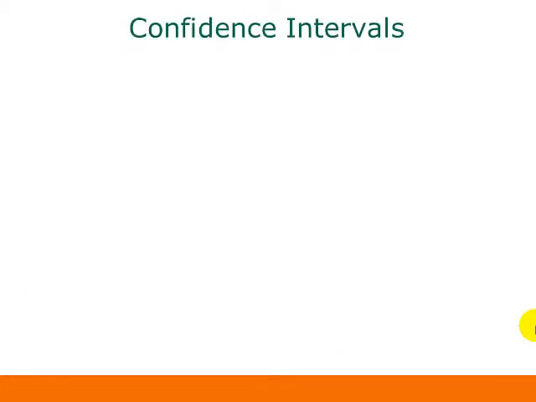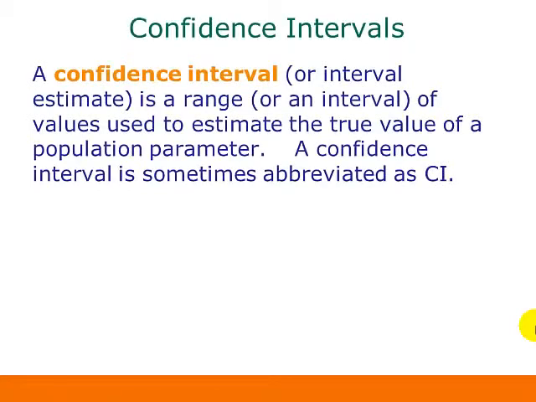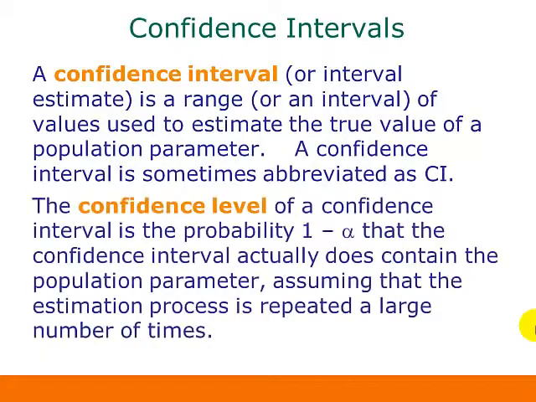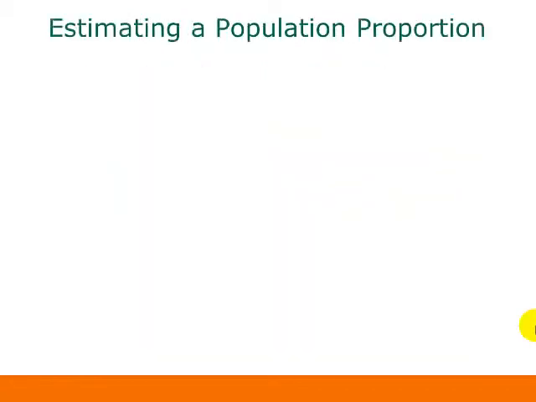So let's talk about what confidence intervals are. A confidence interval, or an interval estimate, is a range or an interval of values used to estimate the true value of a population parameter. A confidence interval is sometimes abbreviated as CI. The confidence level of a confidence interval is the probability, 1 minus alpha, that the confidence interval actually does contain the population parameter, assuming that the estimation process is repeated a large number of times.